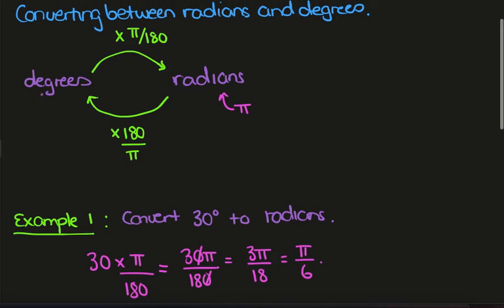So remember, it's very easy to recall this formula because radians always have a pi in them. So if we want to convert degrees to radians, we multiply by pi and divide by 180. To get rid of this pi, what we naturally do is divide by pi and multiply by 180, and that will get us to degrees.